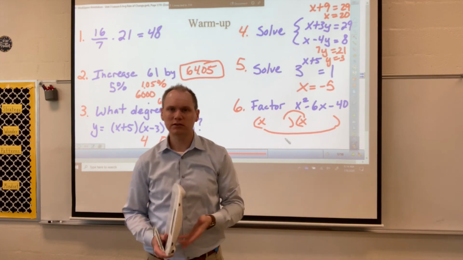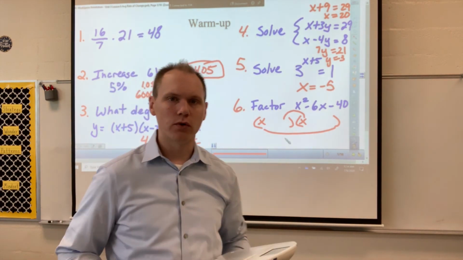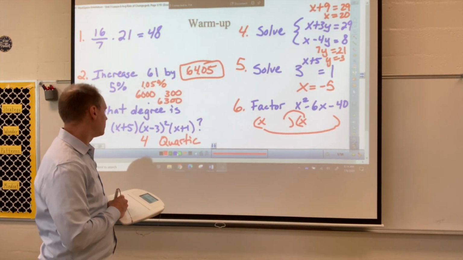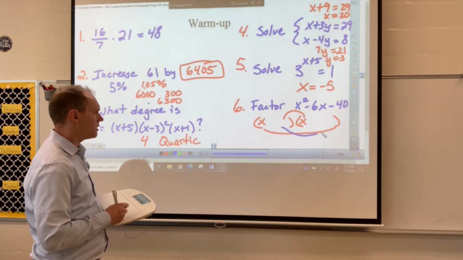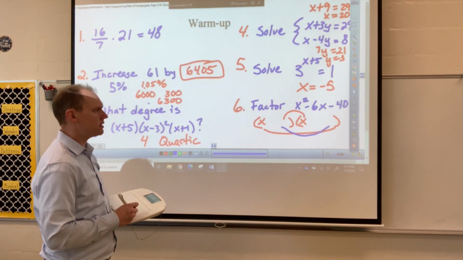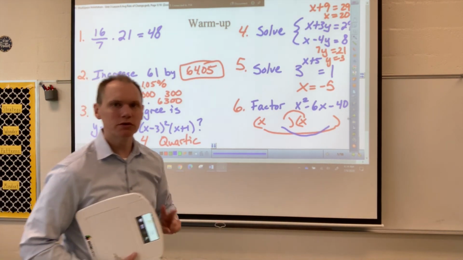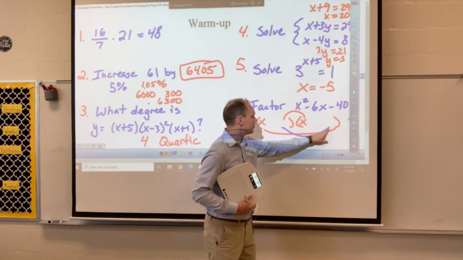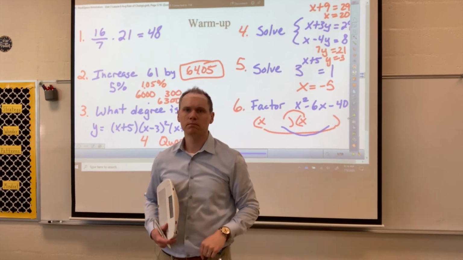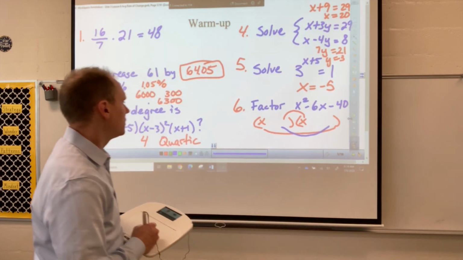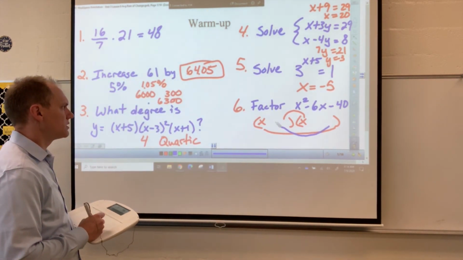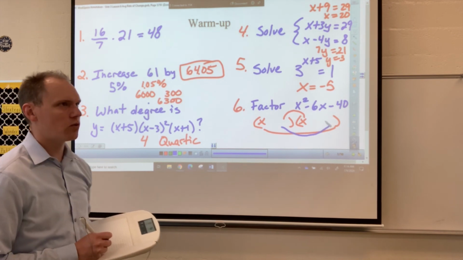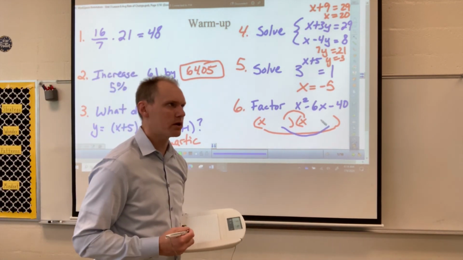But then the last thing that we would do in the, if you want to call it FOIL process, is this part here. They have to multiply to give us this last one. So we need two numbers that add to give us -6, but then multiply to give us -40. So let's think about that. Let's see, factors of 40. So what two numbers multiply to give us 40?